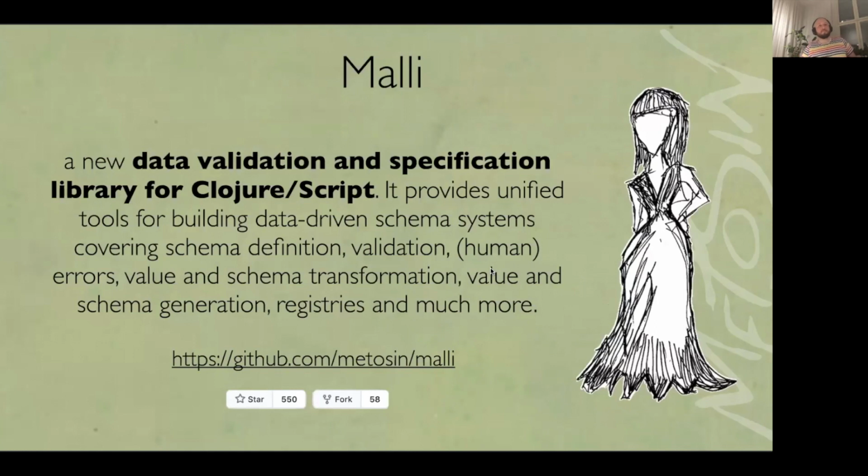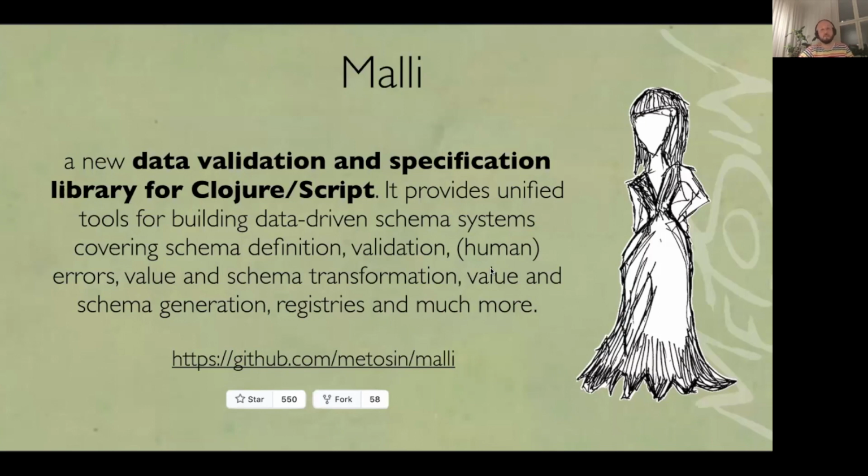So Malli, what is that? It took a while to figure out what it actually is, but it's a data validation and specification library for ClojureScript. It works in the same space as Plumatic Schema and ClojureSpec and many other libraries, but we wanted to build something like a unified toolkit. If you take Plumatic Schema, which is one of my favorites, you need a few extra libraries to go with that. And if you take ClojureSpec, you need maybe 7 extra libraries to do what I would like it to do.